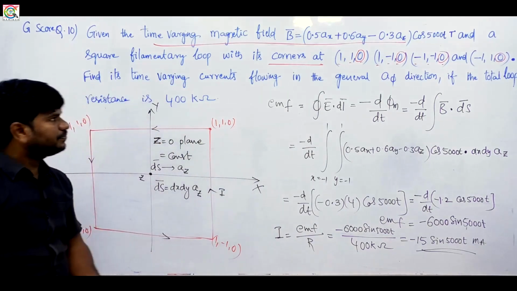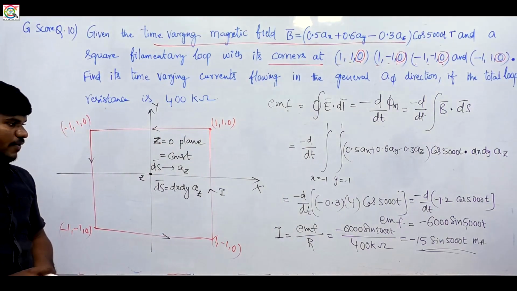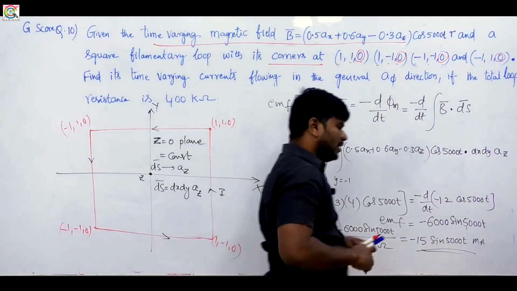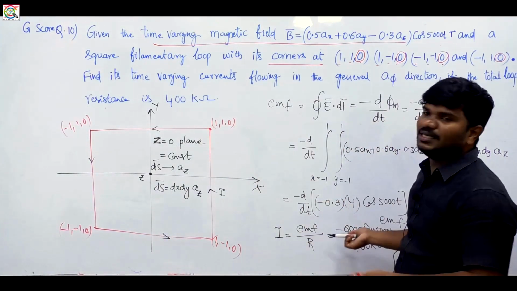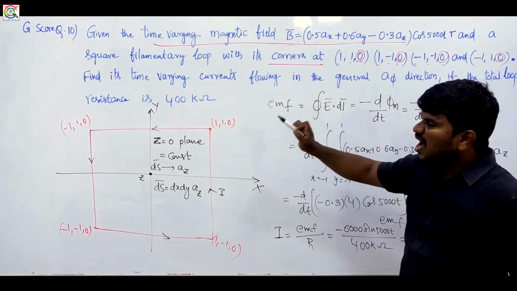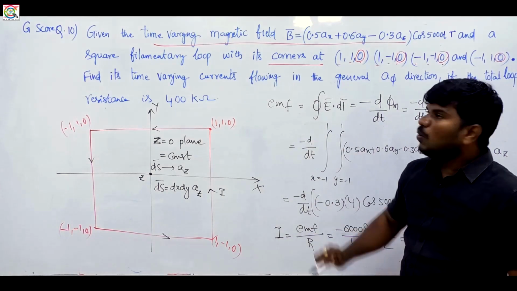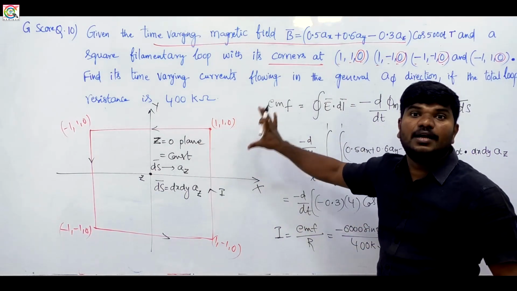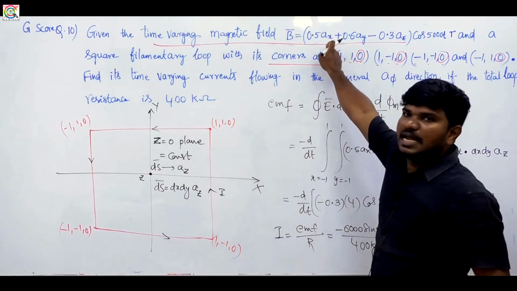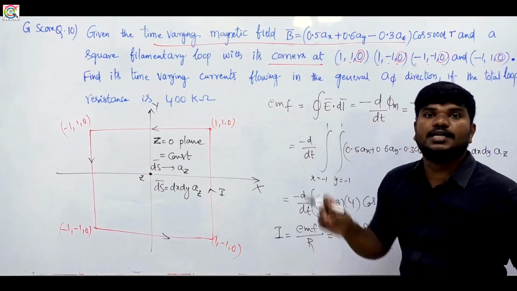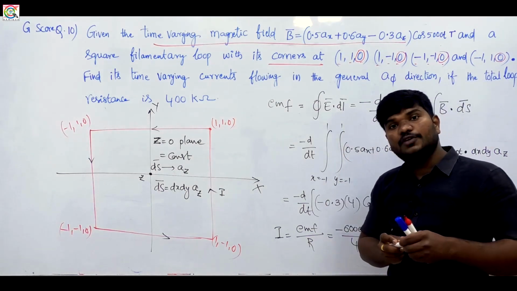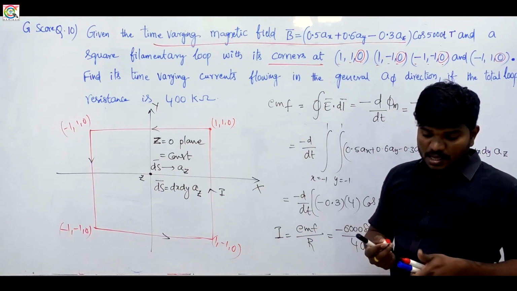So this is the final answer, right? Is there any difficulty in this? There is no difficulty in this question, right? You have to understand the question properly. What is given and what we have to find. A closed loop is given in a time varying magnetic field. You have to find the current flowing through it. You can find the current if you know the voltage induced in the loop.